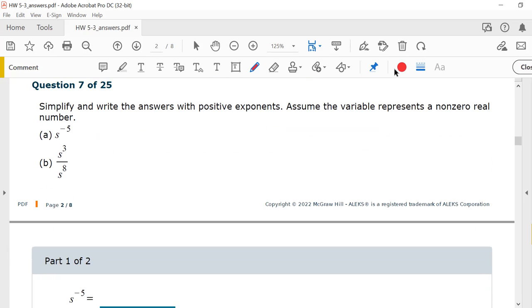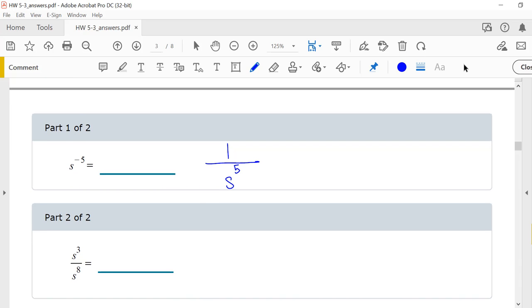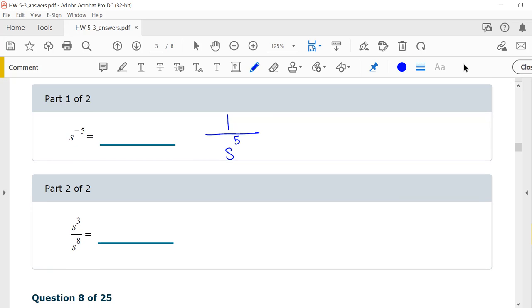Number 7. All right, here we go. Negative exponent. S to the negative 5. We can get rid of the negative in the exponent if we put it downstairs. So that's 1 over s to the positive 5. All right, part 2. S to the 3 over s to the 8. That's s to the 3 minus 8, which is s to the negative 5, which is 1 over s to the 5.